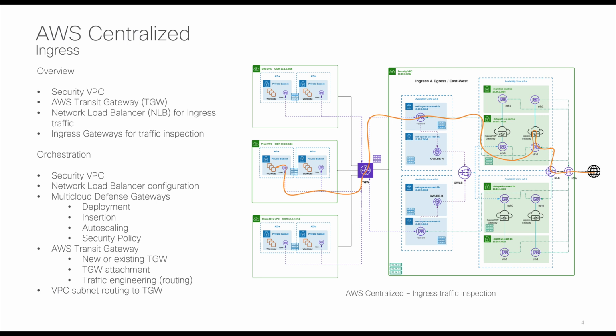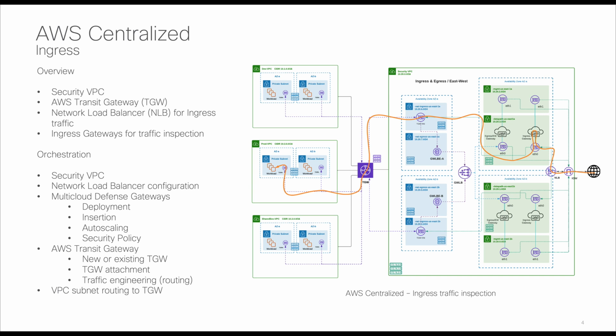Now, if you look at the architecture on the right hand side, we have a security VPC, and in the security VPC we have a multi-AZ architecture. So you have AZ-A and AZ-B, and we deploy our ingress and egress gateways inside of the security VPC. Along with that, we also use a transit gateway, which is in the middle, connecting to all my application VPCs. This particular architecture is specifically for the ingress use case.